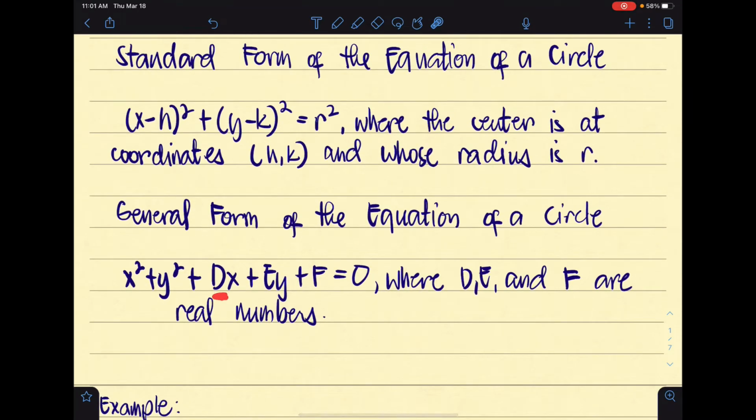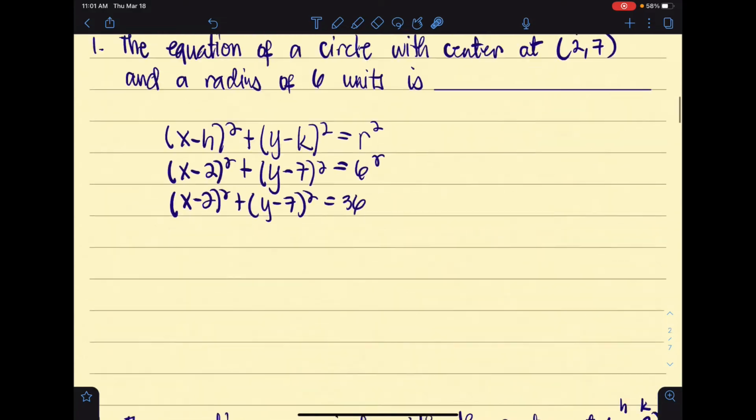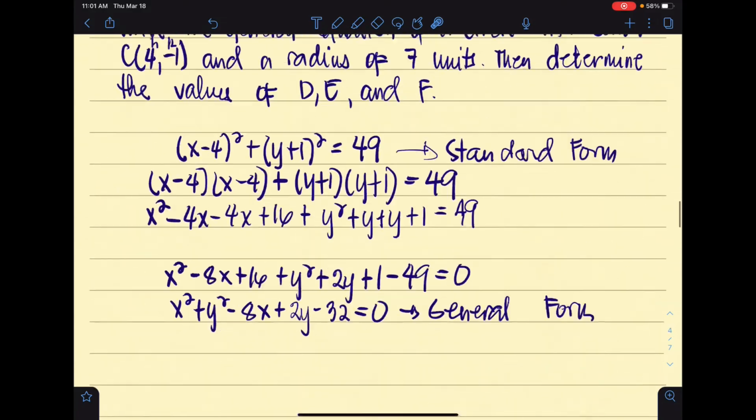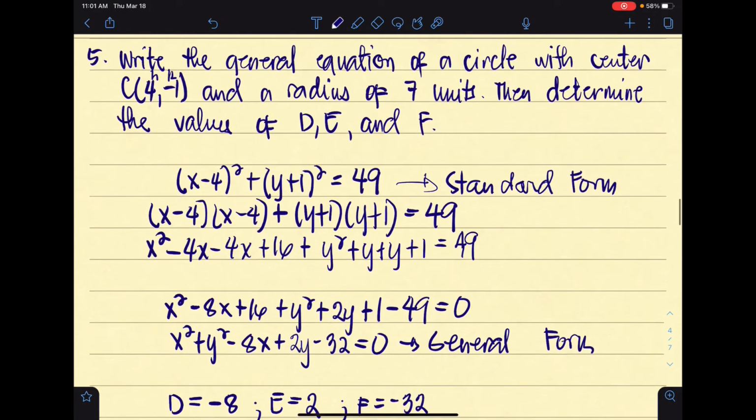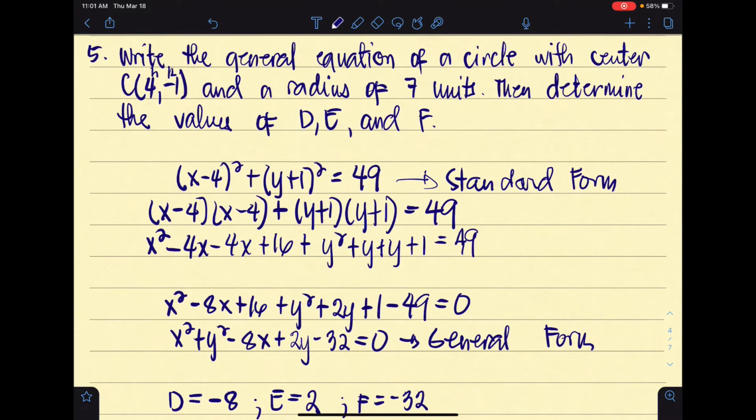Our D is the third coefficient. Our E is the fourth coefficient, and F is our constant term. So here, in this item, our D is negative 8. Our E is 2. And our F is negative 32. And that's it for this item. You have the general form and the values of D, E, and F.